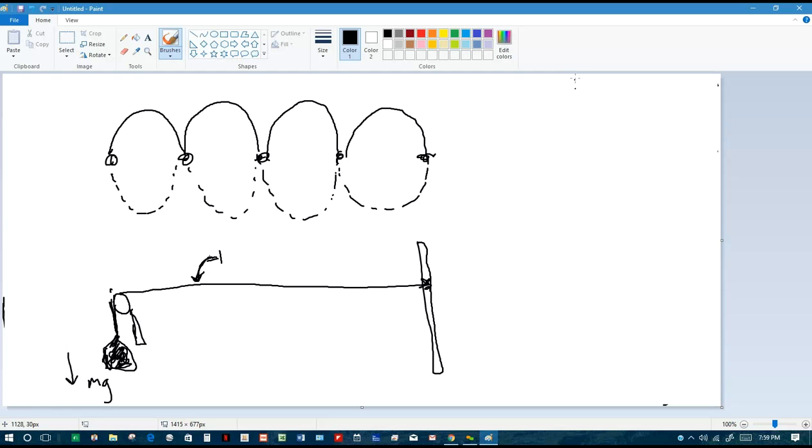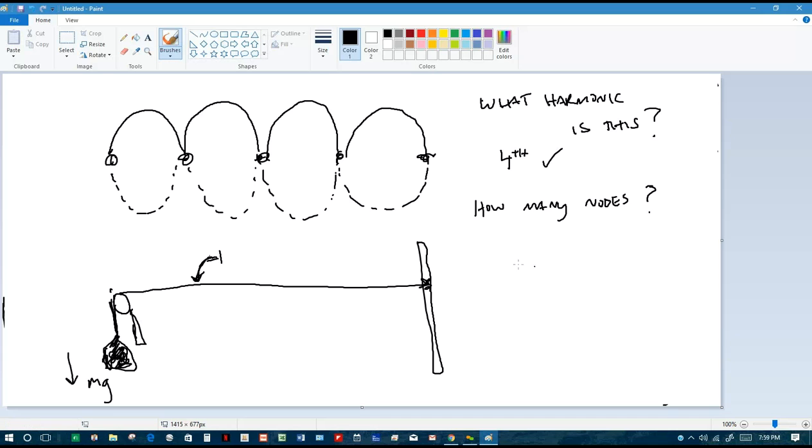And so the questions for you again would be, what harmonic is this? That would be harmonic. Which one? Yep, good. How many nodes? How many nodes? 5. 5, yep. And then how many antinodes? 4. Yep, good job.